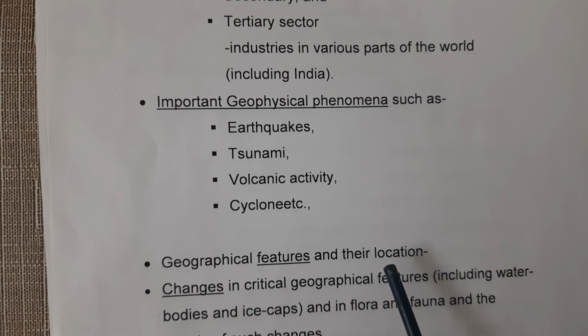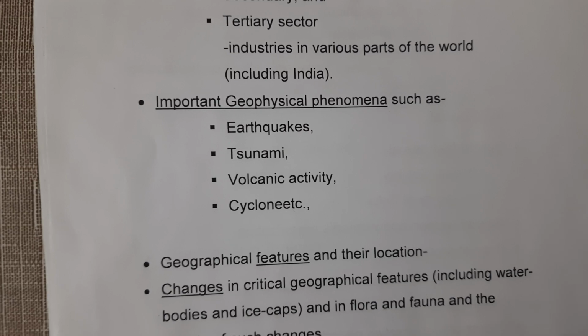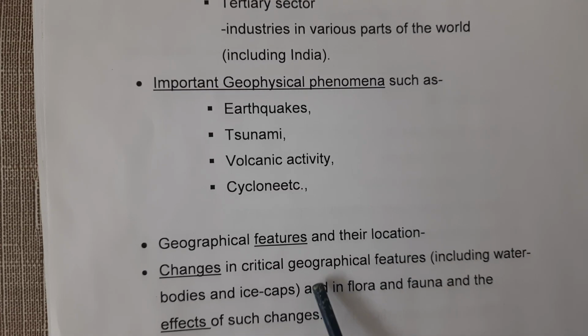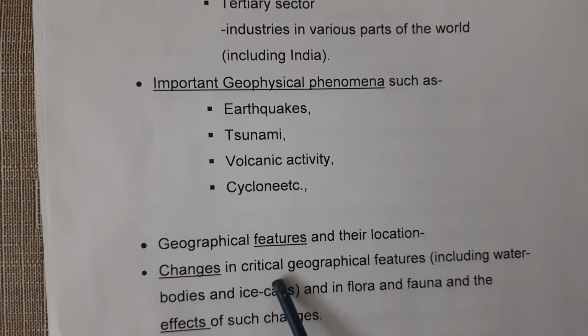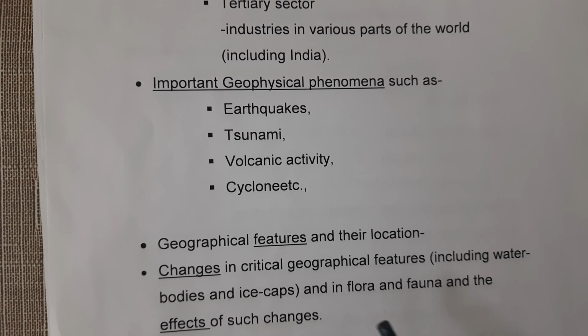Then this is about geographical features and their location. You should have an idea of the different geographical features and where they are exactly located. And the last is changes in critical geographical features, including water bodies and ice caps. There are lakes which are getting dry, and ice caps where ice is melting. So the changes in critical geographical features and in flora and fauna, and the effects of such change.